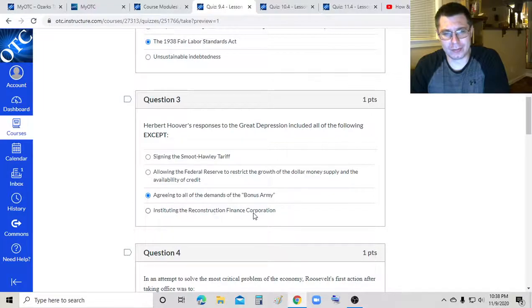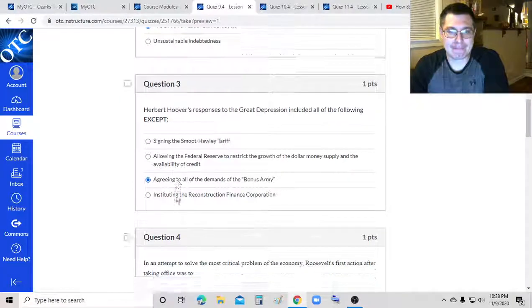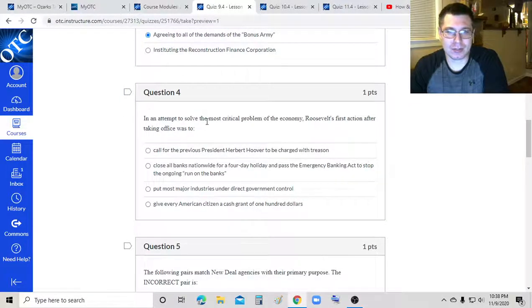Hoover did institute the Reconstruction Finance Corporation, but didn't really get enough funding to really do much on the large national scale. Question 4. In an attempt to solve the most critical problem of the economy, Roosevelt's first action after taking office was to call for the previous President Hoover to be charged with treason? No. Close all banks nationwide and pass the Emergency Banking Act? Yes. Put major industries under government control? No. Give every American citizen a cash grant? No.